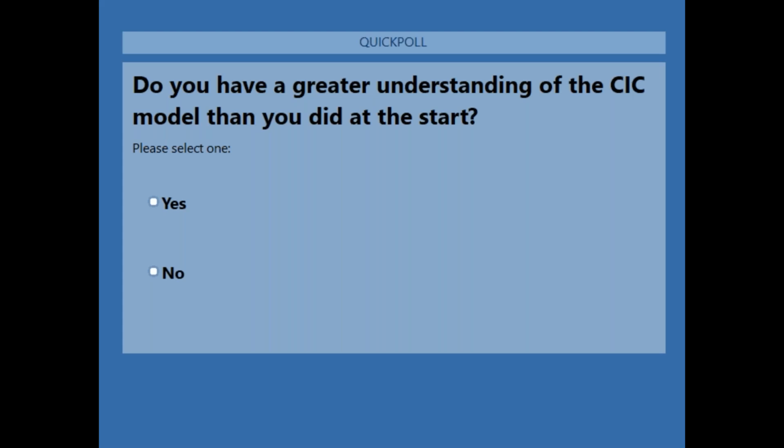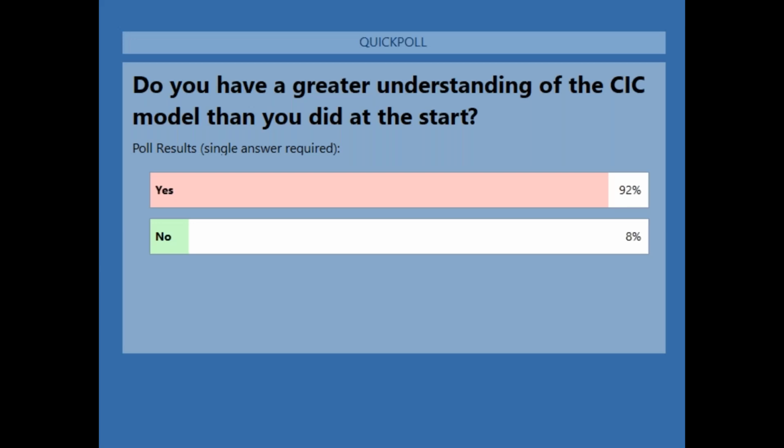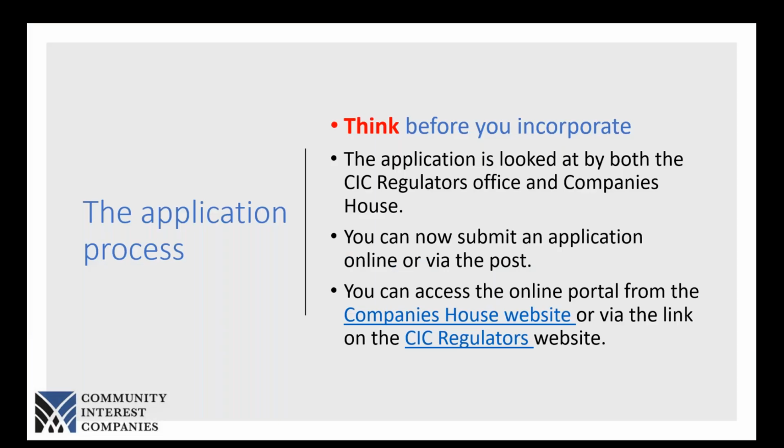Yep, they're coming in thick and fast. And I think, yep, quite a few have now voted. We're up to 70%, 80%. Okay, thank you very much for your votes there. I shall close that poll and share the answers with you. And as you can see, the majority of you now have a better understanding of the KIC model. So thank you for taking part in that poll. And I'll now hand you back to Marilyn to continue the presentation.